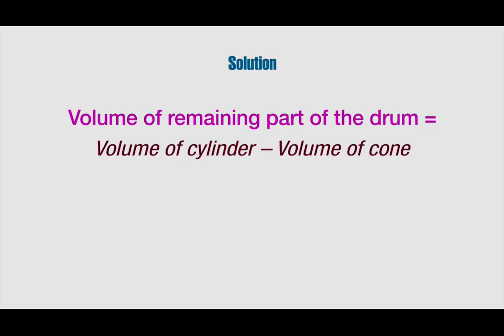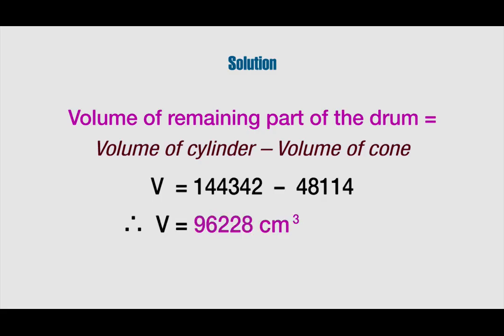We are to find the volume of the remaining part of the drum. We have found the volume of the entire cylinder, and we have found the volume of the cone that we removed. So to get the remaining part of the drum, we will subtract the volume of the cone from the volume of the cylinder. So the volume of the remaining part is equal to 144,342 minus 48,114. And that gives us 96,228 centimeters cubed.